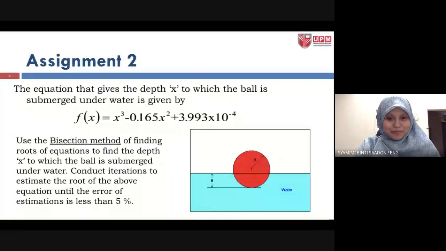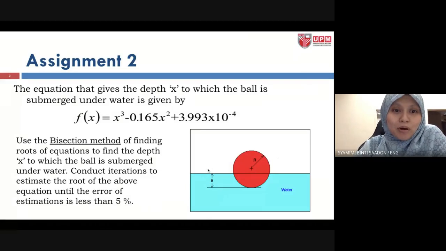Okay, the equation that gives the depth x to which the ball is submerged underwater is given by fx: x cubed minus 0.165 x squared plus 3.993 times 10 to the power of minus 4. I want you to use the bisection method of finding roots of equations to find the depth x to which the ball is submerged underwater. Conduct iterations to estimate the root of the above equation until the error of estimation is less than 5%. So we set the error less than 5%.